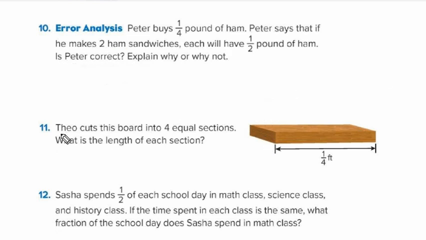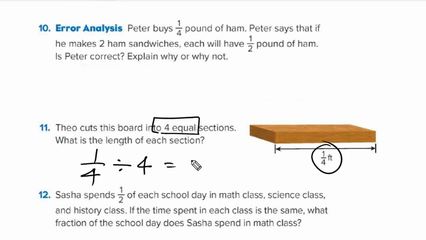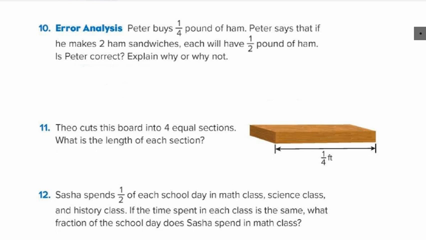Next question. This one is simple. Theo cuts this board into 4 equal sections. 4 equal, right? So total is how much? 1 over 4 feet. Divide by 4. Now 1 over 4 times 1 over 4, you will get 1 over 16. Next question, question number 12.